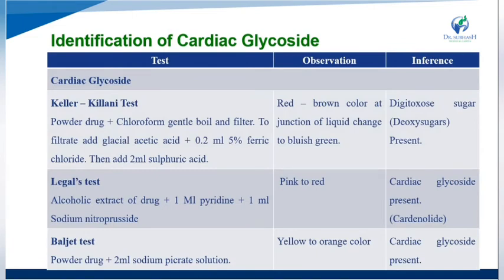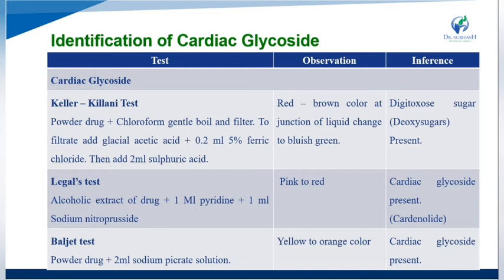Now we see the cardiac glycoside tests. The first test is the Keller-Kiliani test. Powdered drug plus chloroform, gently boil and filter. To the filtrate, add glacial acetic acid plus 0.2 ml of 5% ferric chloride, then add 2 ml of sulfuric acid.